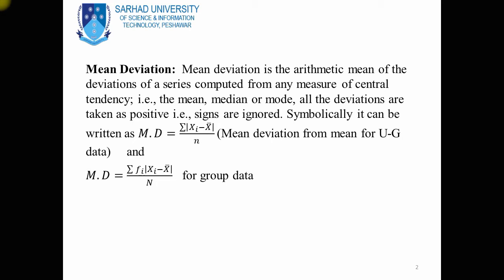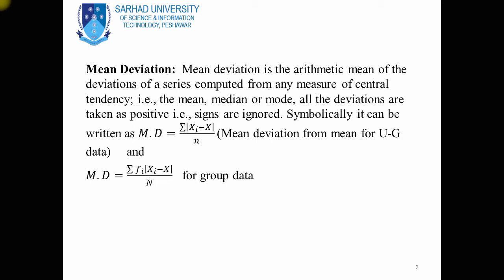Dear students, we can calculate the mean deviation from mean and from median. So mean deviation is the arithmetic mean of the deviation of a series computed from any measure of central tendency, that is the mean, median, and or mode. All the deviations are taken as positive, that is, signs are ignored.